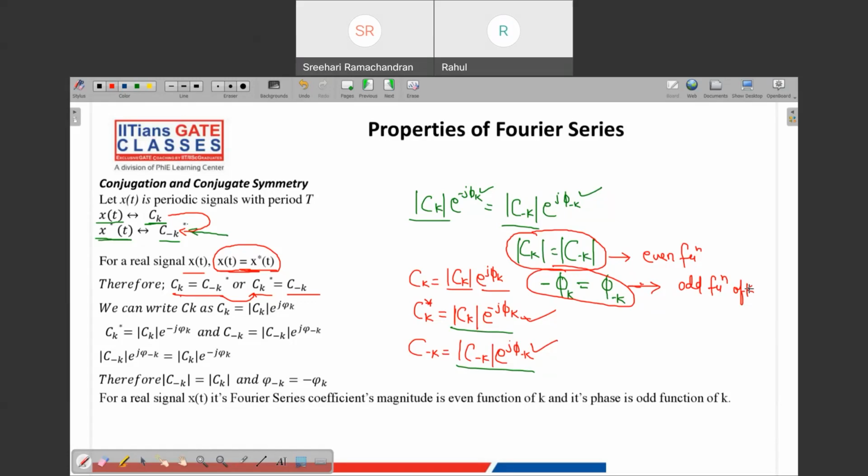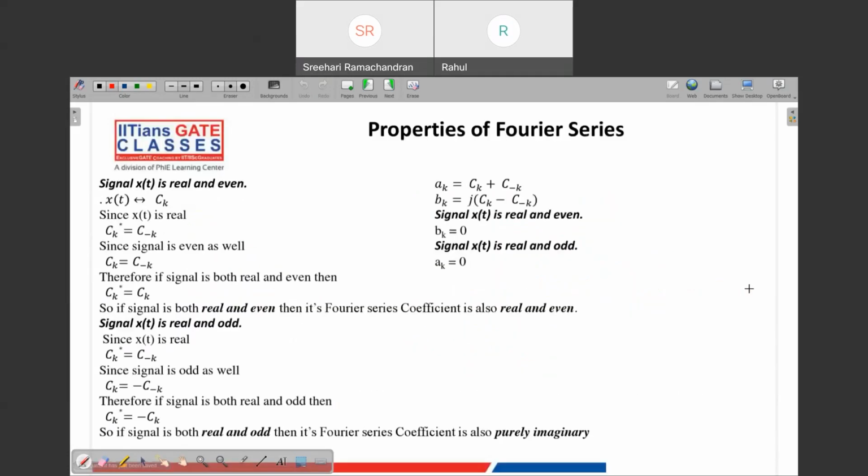Okay, let me go to the next slide then. Now let's take a case when the signal is real as well as even. From the case when the signal is real, we know that C of k conjugate is the same as C of minus k, and from the signal being even, we know that C of k should be equal to C of minus k, right? This one we have derived a few slides back.